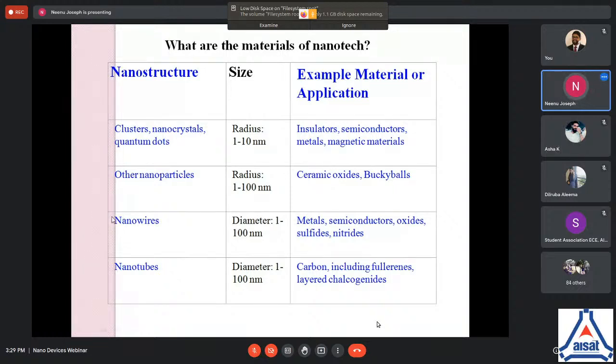Then nanowire, diameter is 1 to 100 nanometer: metal, semiconductor, oxides, sulfides, nitrides. Then the fourth category, nanotubes, diameter 1 to 100 nanometer: carbon including fullerenes, layered structures.